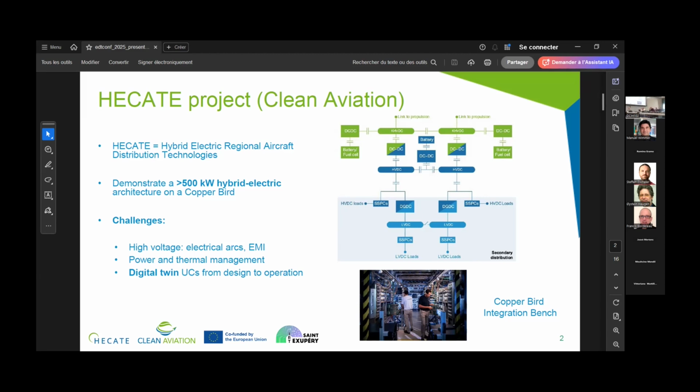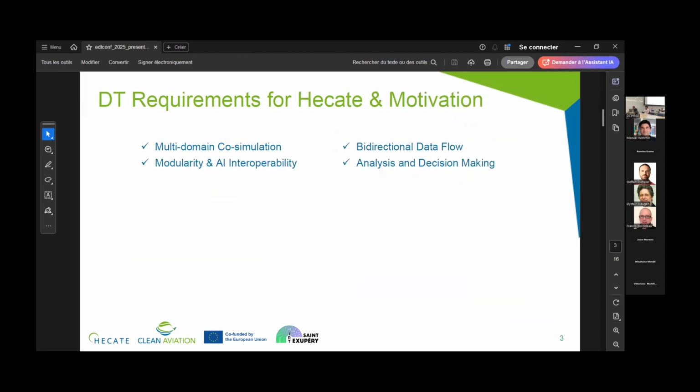Challenges more linked to the high power and high voltage, coming from electric arcs or electromagnetic interference. We also have some interest in power and thermal management. And what interests us today is that we have many use cases for digital twins, covering the whole chain from design to operation. I know you're already familiar with the digital twin requirements, but I would like to point out four of them for Hecate.